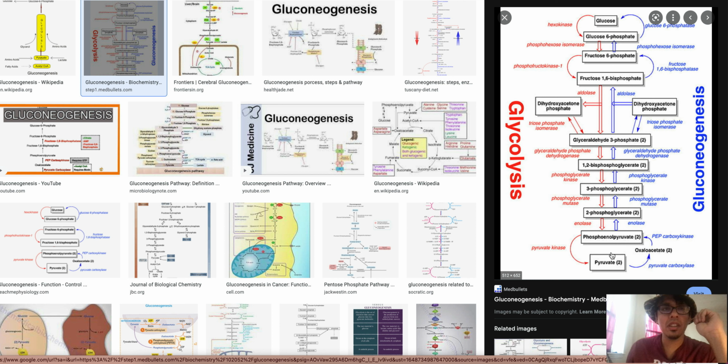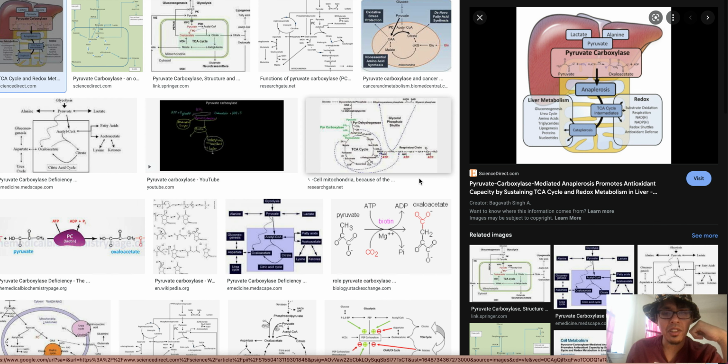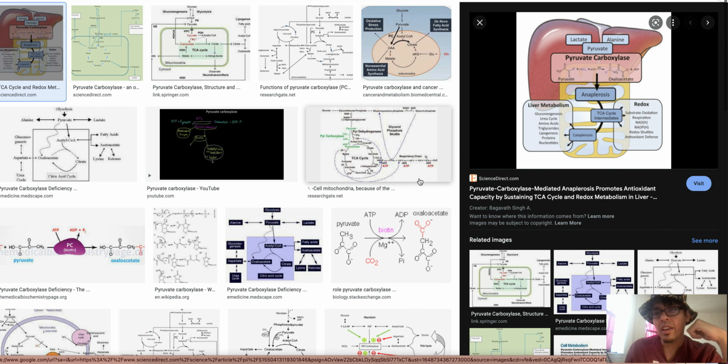Carboxykinase I'm going to try to avoid today. But talking about pyruvate carboxylase. So pyruvate carboxylase exists within the mitochondria. It's a very interesting and complex enzyme. And essentially, one thing you have to know about it is that pyruvate carboxylase can only be activated to convert pyruvate to oxaloacetate. It requires several things.